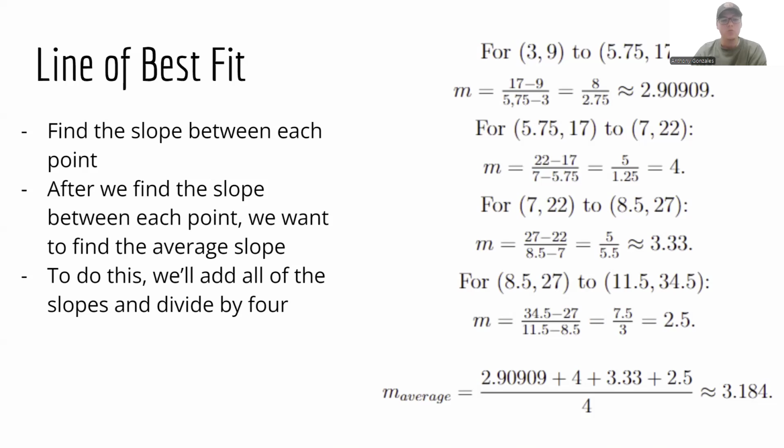Then after we find the slope between each point, we want to find the average slope between all of the points. So to do this, we're going to add all of our slopes together and then divide by 4 because we had 4 total slopes. So adding all of those together and dividing by 4, we get 3.184, which is, I would say, pretty close to 3.14, which is what we know as pi.